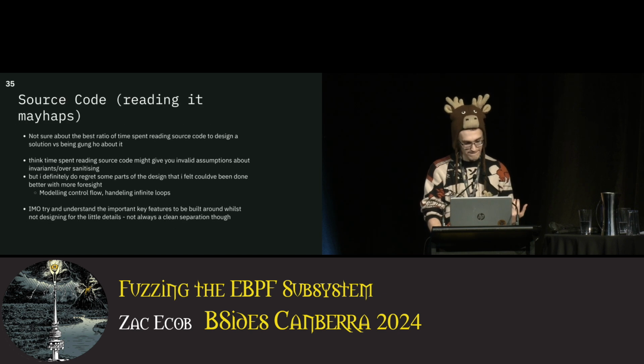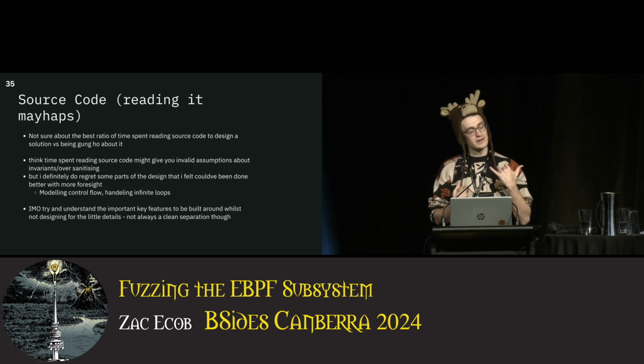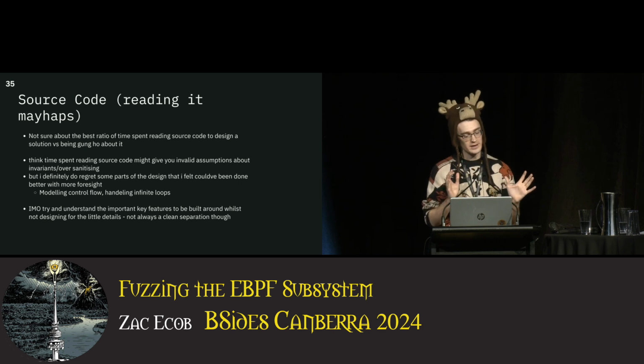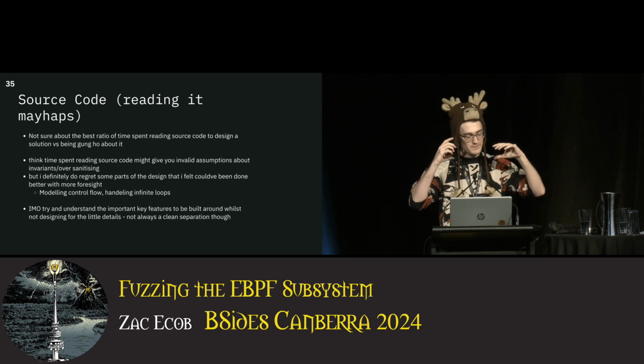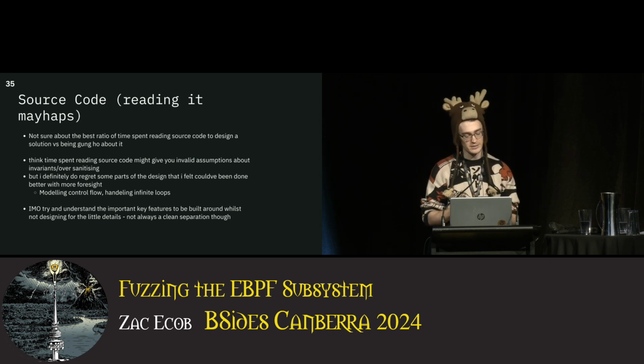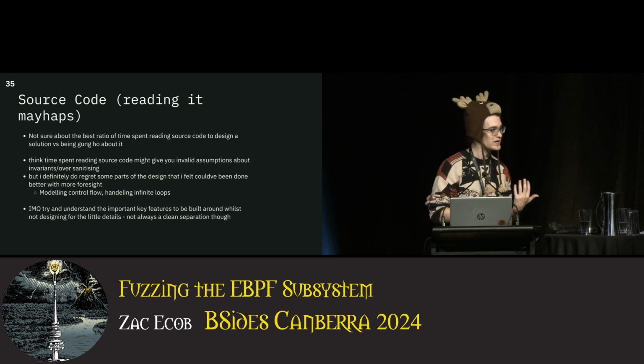And then lastly, source code and choosing to read it. This is something I always think about when designing fuzzers. I wonder about the best ratio of time spent reading source code to design a solution versus being gung-ho about it. Basically, the more time you spend reading source code, you get an overview of the larger design, and that's something that I do think is important. But I do worry about putting too much trust in it and thinking about all these checks and being like, oh, I'll need to incorporate that in my fuzzer to not get tripped up on them. To which you might over-sanitize your inputs. Like maybe that is a weird edge case to bypass it.